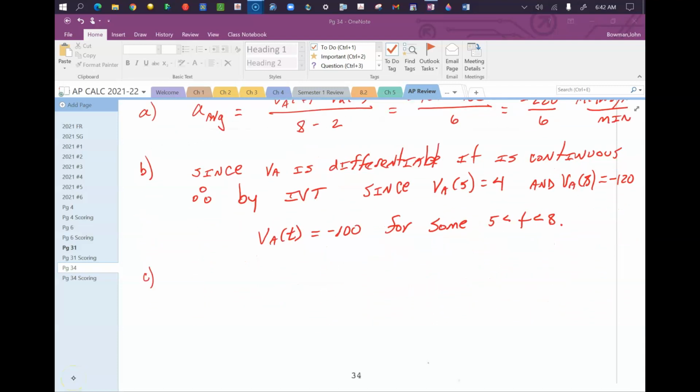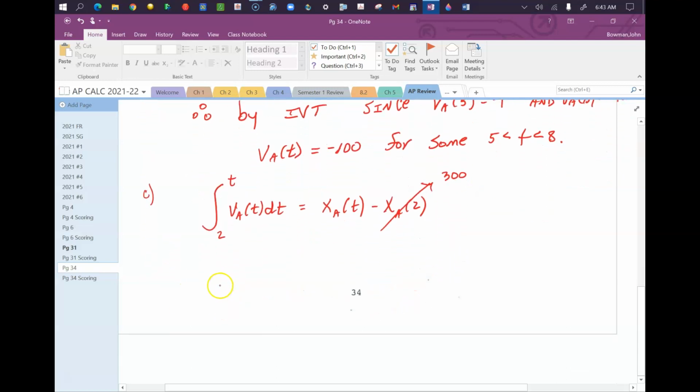So this problem really goes back to the fundamental theorem of calculus. So if we integrate from time 2 to time t, and I'm picking time 2 because we know the position at time 2, the velocity function VA of t dt, we will get the position of A at time t minus the position of A at time 2. But we know the position of A at time 2, it is 300, or positive 300.